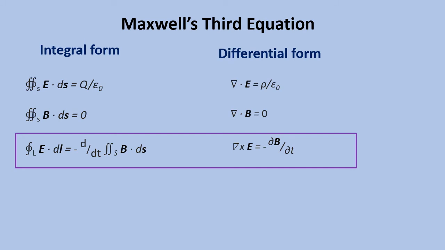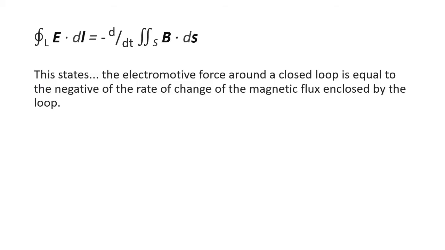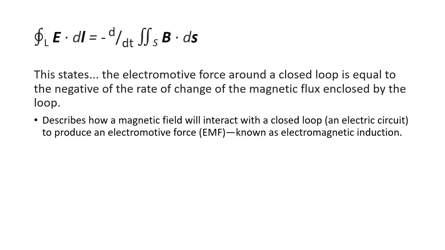Okay, let's go on to Maxwell's third equation. The EMF around a closed loop is equal to the negative of the rate of change of the magnetic flux within the loop. It describes how a magnetic field will interact with a closed loop, in other words, an electric circuit, to produce an EMF, a phenomenon known as electromagnetic induction.